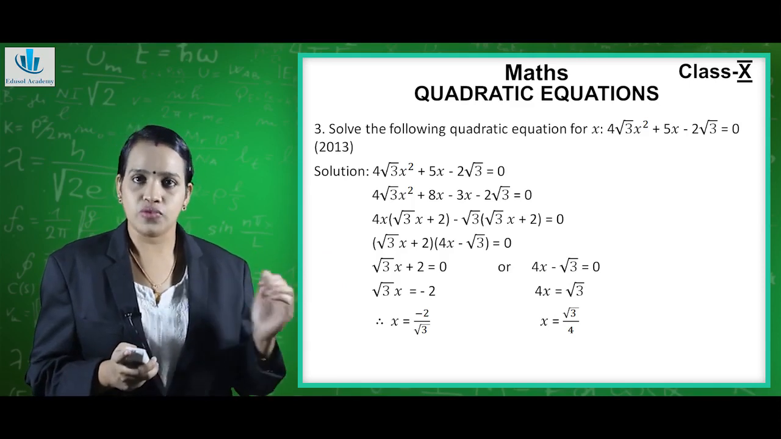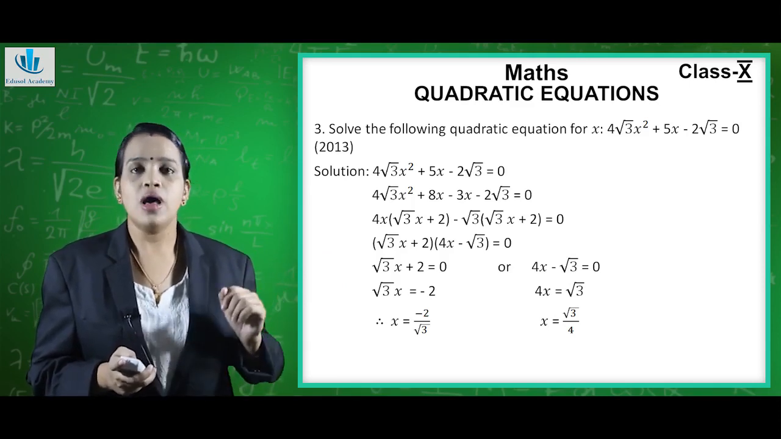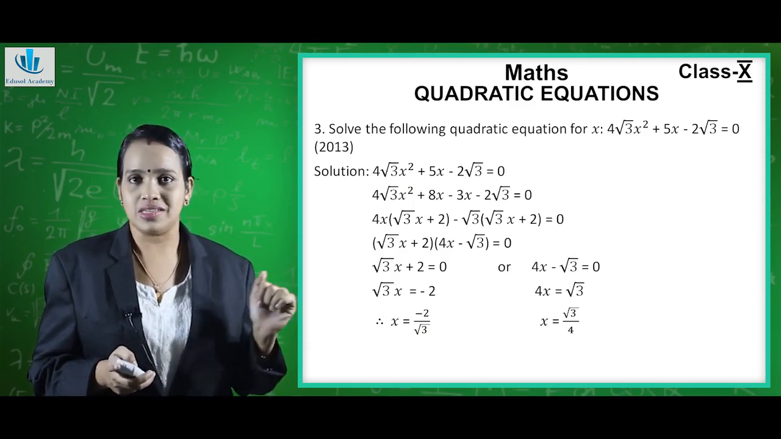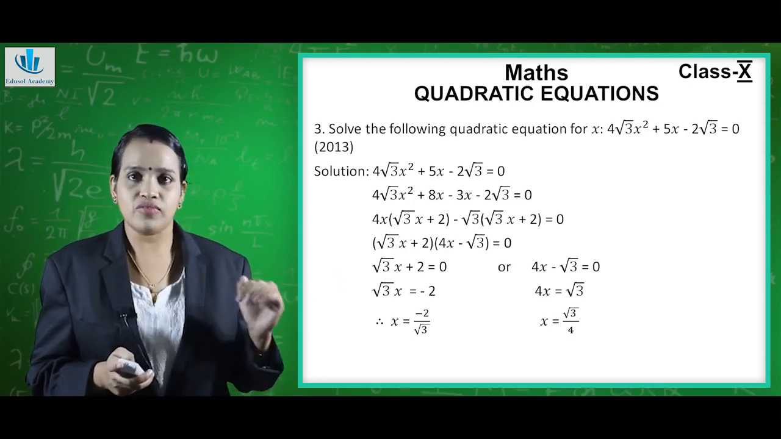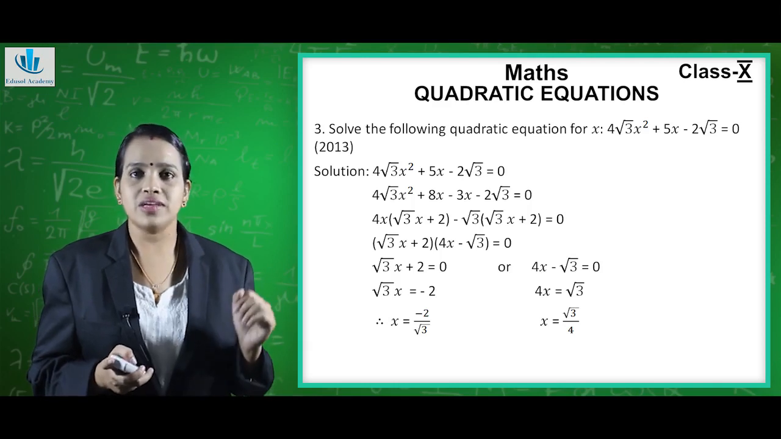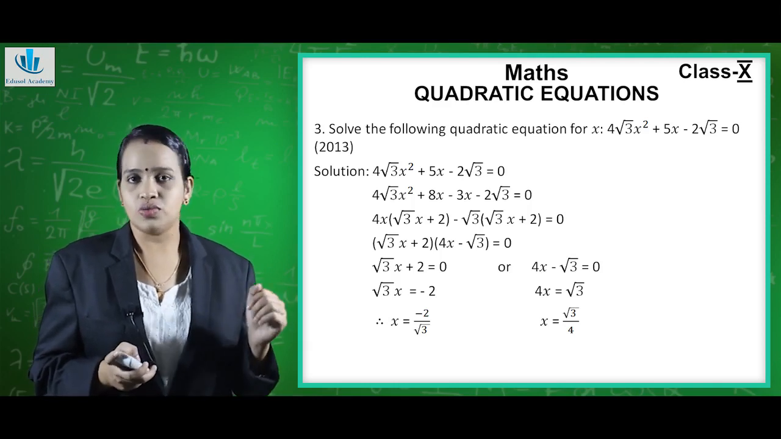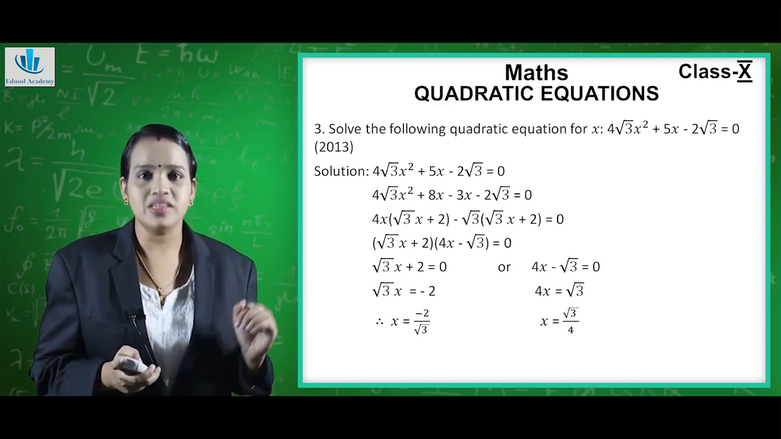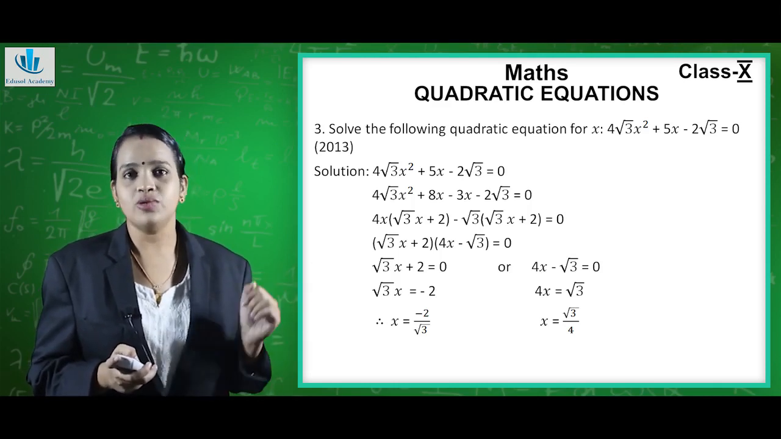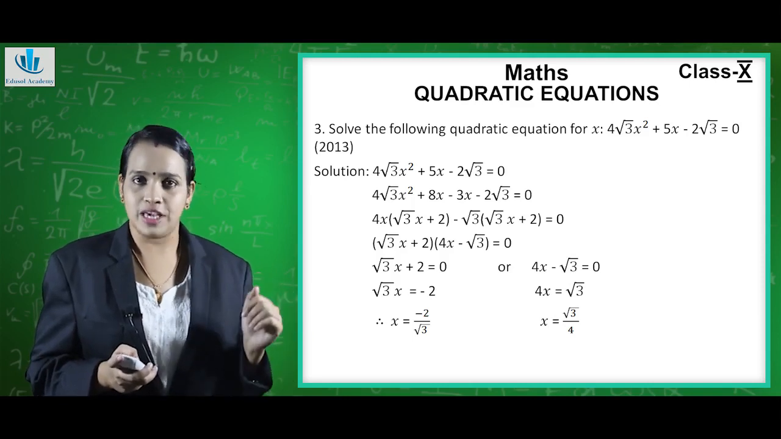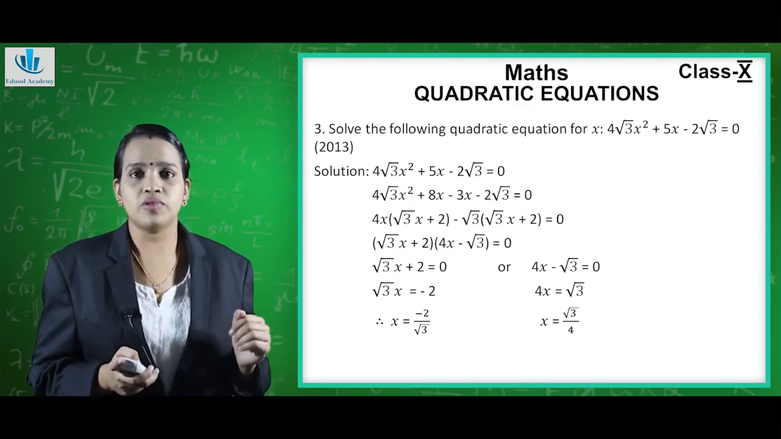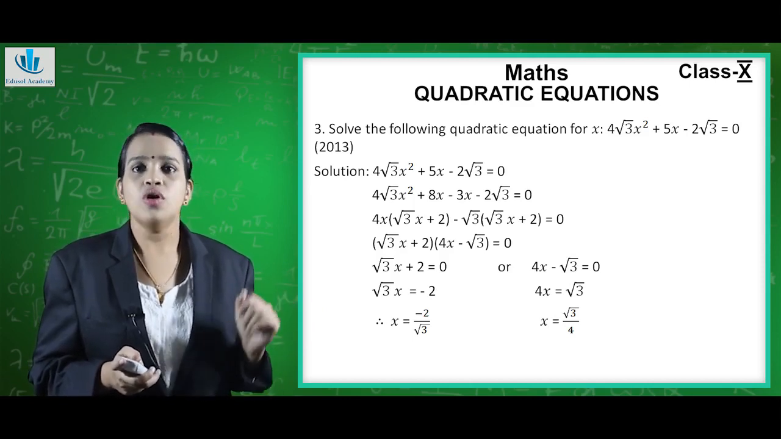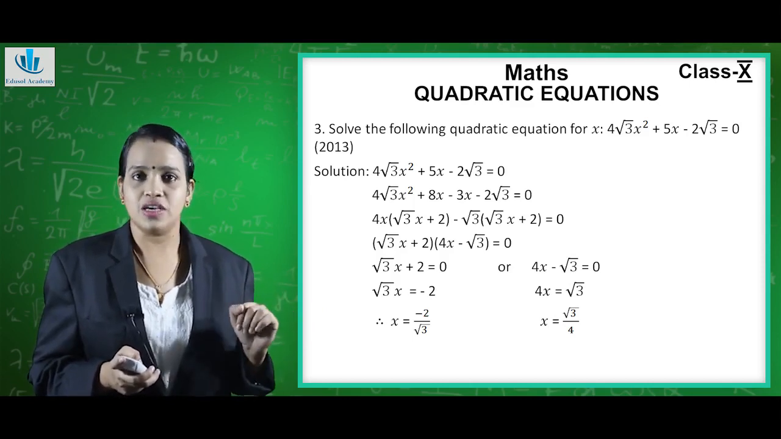So it becomes 4√3x² + 8x − 3x − 2√3 = 0. Here we can take 4x as common. So 4x into what remains: 2x√3... that is, 4x(√3x + 2) minus, here we can take √3 as common, so it becomes √3(√3x + 2) = 0. Now we can put this into brackets. It becomes (√3x + 2)(4x − √3) = 0.